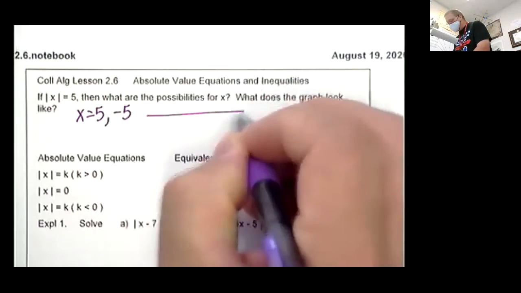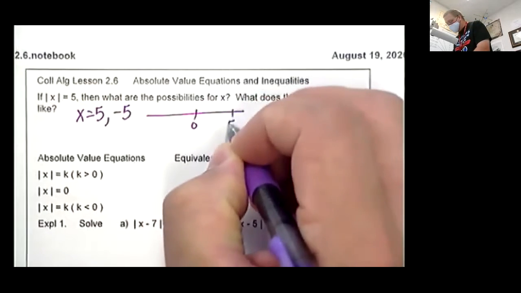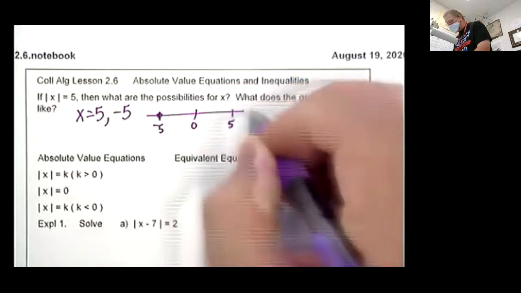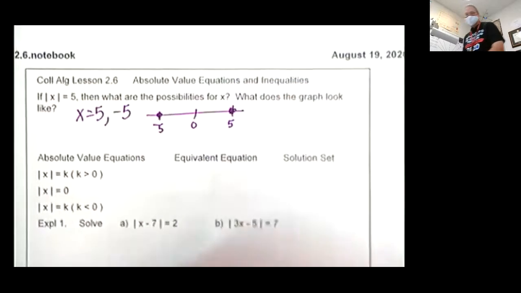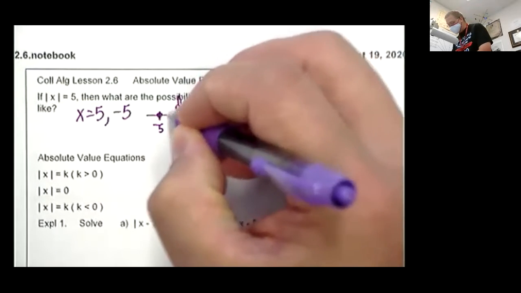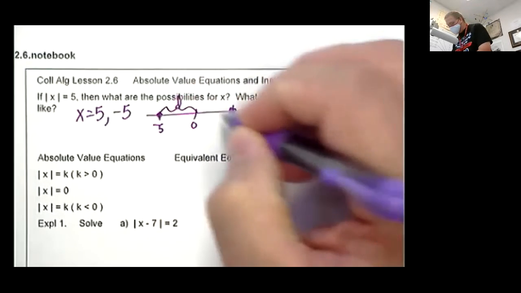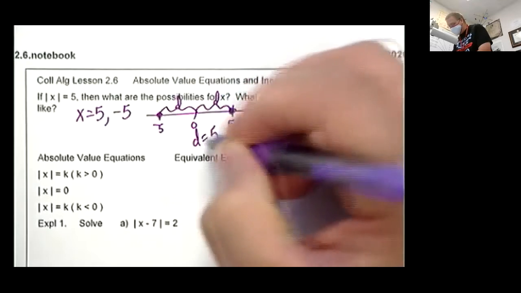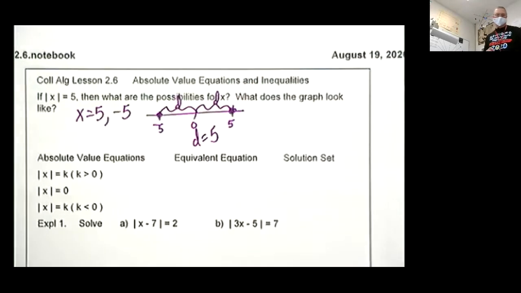What does that graph look like? Well, we have 5 over here and -5 here. Those are the solutions. Why are they the solutions? Because absolute value is a distance. The distance from -5 to 0 and 0 to 5, that distance is always 5. That's absolute value.